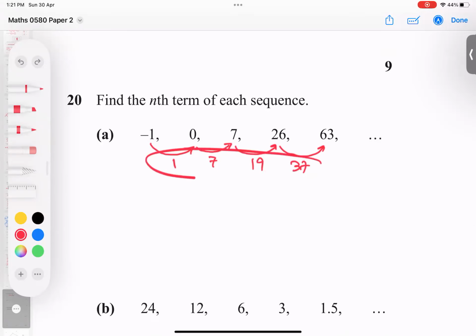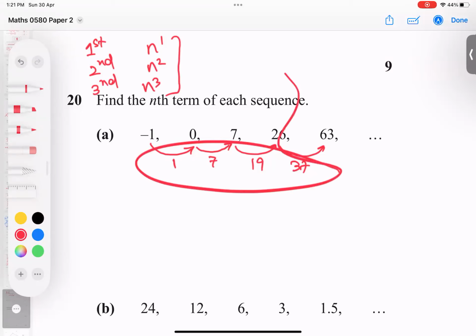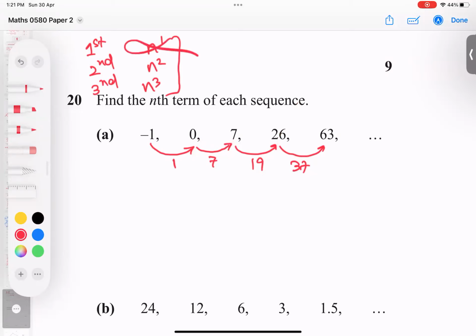If the first layer differences are the same, this means n to the power 1. If the second layer differences are the same, then n squared. If the third differences are the same, then n cubed. In our syllabus, maximum n cubed is there. So I check: the first layer differences are not the same, so n to the power 1 is gone.